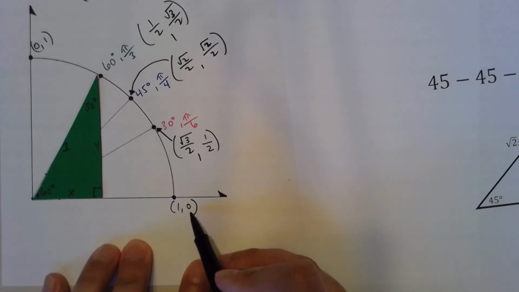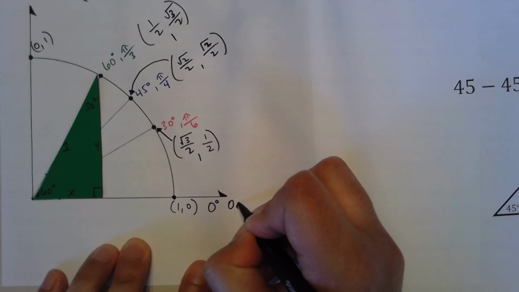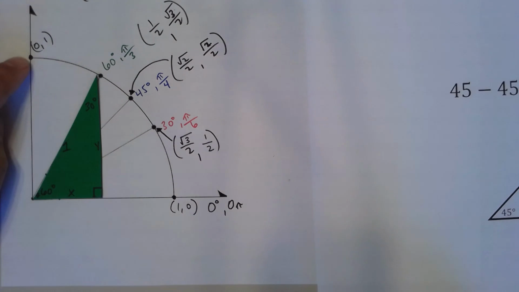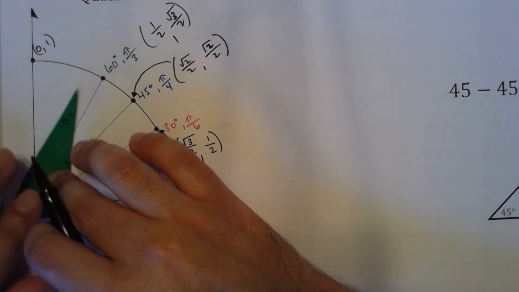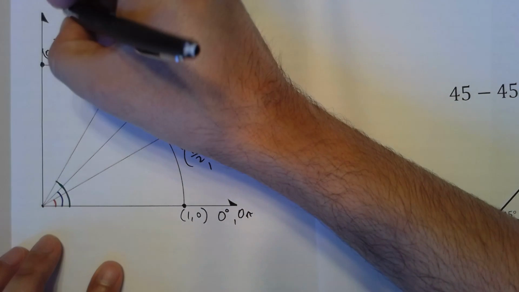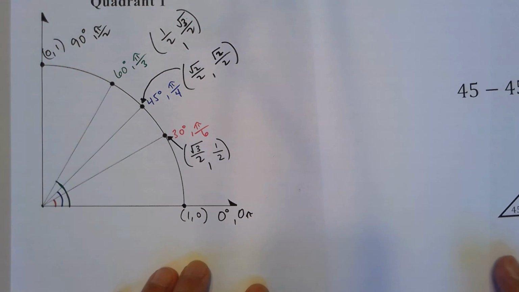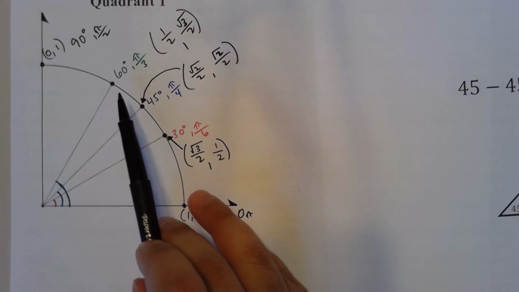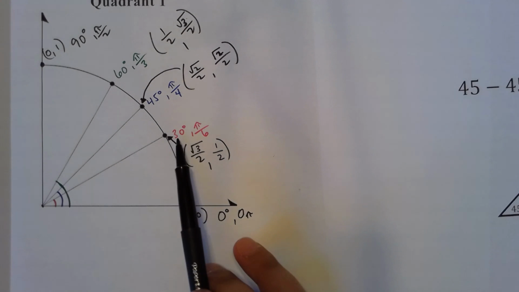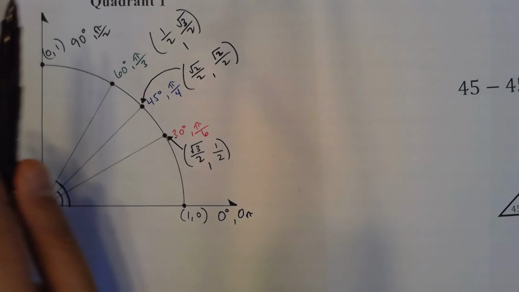And then 1, 0, what angle is that? Well, that's 0 degrees, which is the same thing as 0 pi. And then how about 0, 1? Well, this angle here is 90 degrees, which is the same thing as pi over 2. So you have each of the angles in degrees and in radians, and you also have each of the coordinates. That's what your homework will deal with, just within quadrant 1.